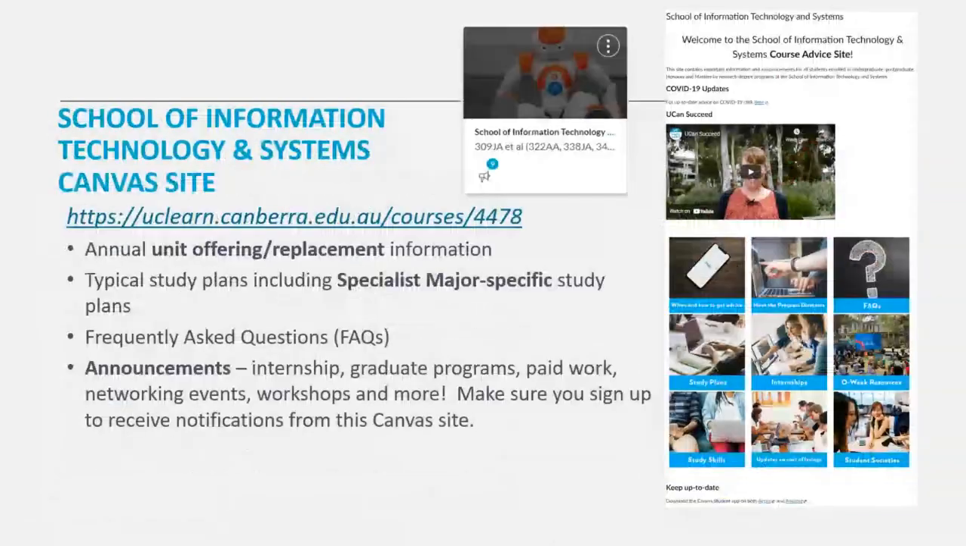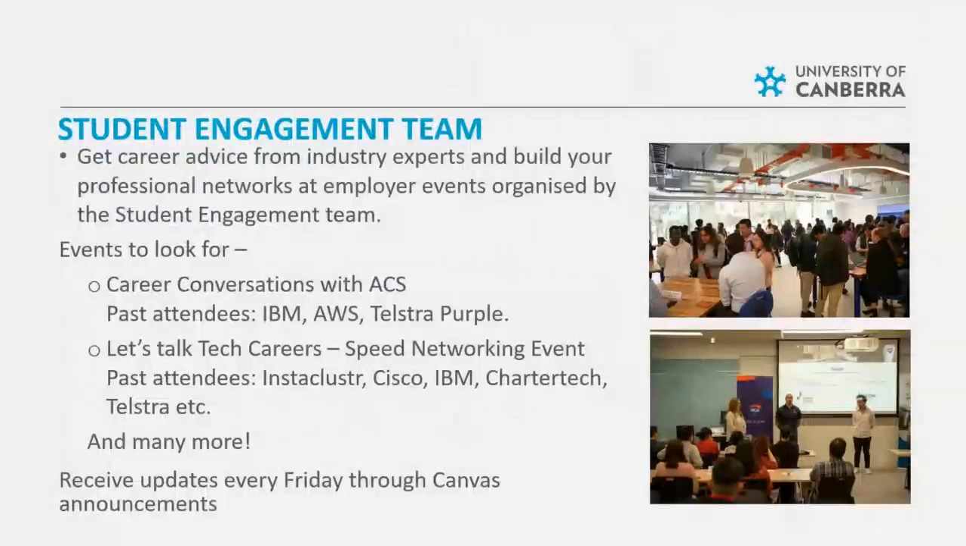So we talked about the School of ITS Canvas site and the things that you can find there. There's a student engagement team where you can get career advice from industry experts and build your professional networks at employer events organized by the student engagement team. Look here, this was a networking event with people from industry, people from government, even from all over Australia. Employers come in and you can talk to them, discuss your career, and even get advice from them. We have career conversations with ACS, Australian Computer Society, IBM, AWS, Telstra, Purple, big companies in Australia, and many more. So please, again, keep an eye on the Student Engagement Team website.